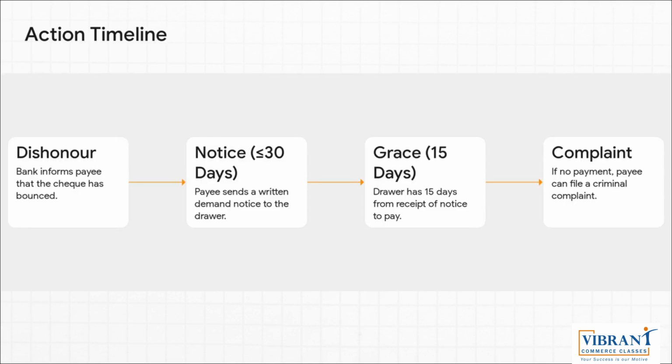And this is that critical timeline. The second you find out the check bounced, a 30-day clock starts ticking for you to send a legal notice. Once the drawer gets that notice, a 15-day clock starts for them to make the payment. And only if they still don't pay within those 15 days can you go ahead and file a complaint. Miss these deadlines and you might lose your right to sue.